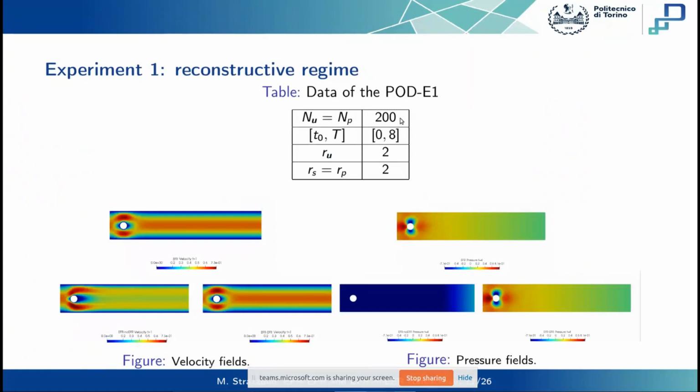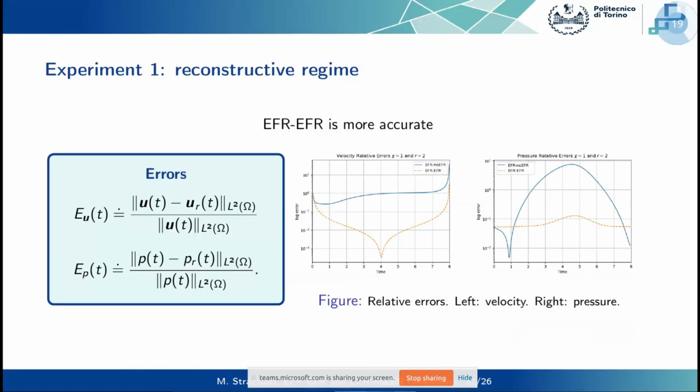So we took 200 snapshots in this time interval, and we are retaining only two bases for velocity, pressure, and the supremizer. And you see that basically with EFR, we are recovering quite well the EFR velocity, while with no EFR, we are totally off, both in velocity and pressure, as you can see here. And the accuracy can be seen also from the relative errors.